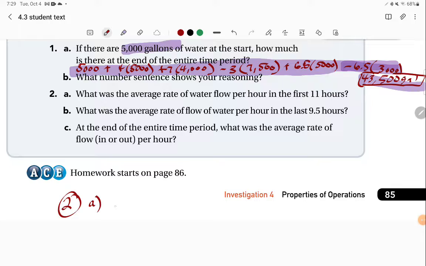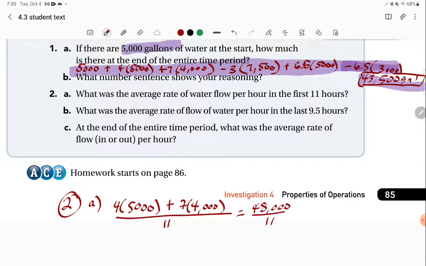For 4 hours at 5,000 gallons per hour, we have to figure out how much water total and then divide that by the 11 hours. Then for 7 more hours, it was at a rate of 4,000 gallons per hour over 11 hours. Then when you put that in your calculator, that's 48,000 over 11. The hours will actually end up canceling and giving you just gallons.